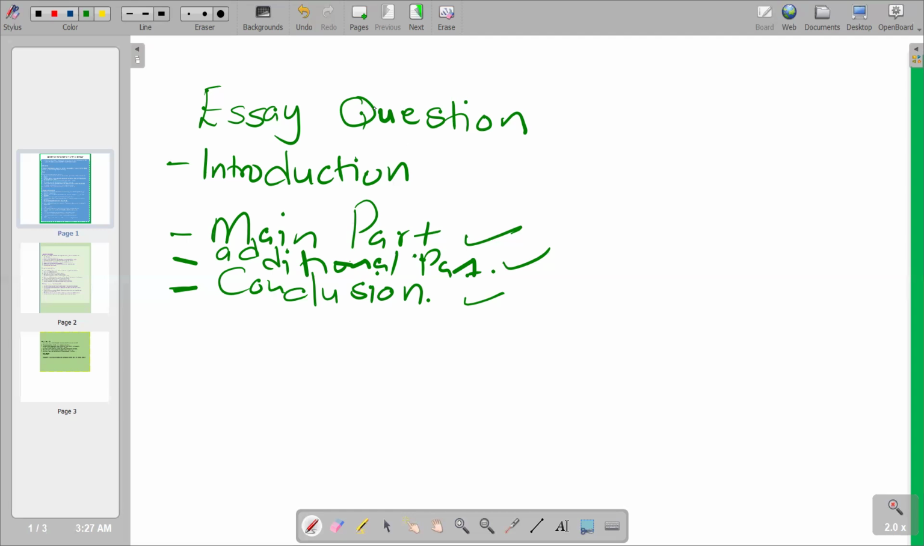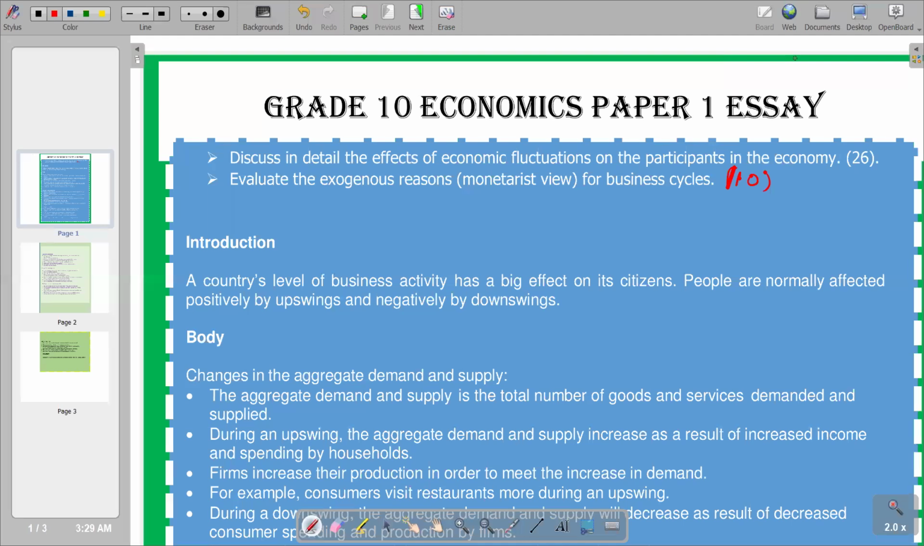So let's try to see what we have according to the question for this video. This is an essay question on a paper one question paper. The first part of the question reads: discuss in detail the effects of economic fluctuations on the participants in the economy, and it has 26 marks. And then we have the second part saying: evaluate the exogenous reasons (monetarist view) for business cycles.